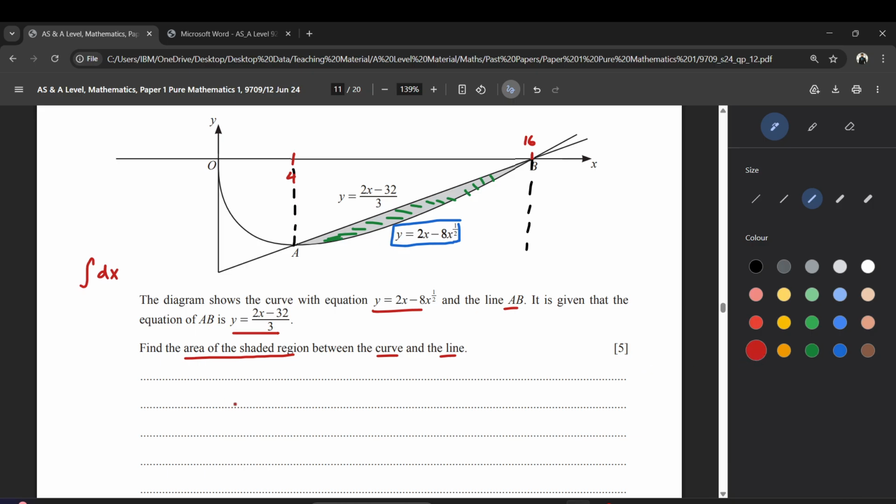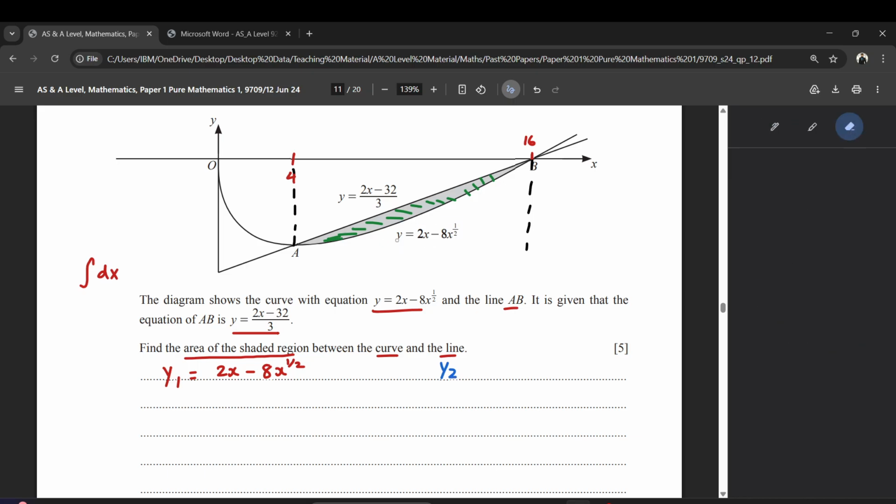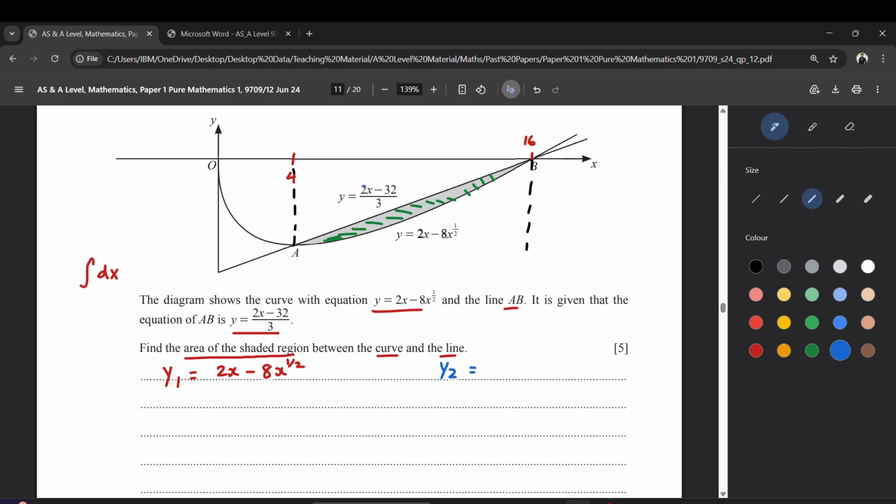So let us see. First of all, I'm going to write down y1 is equal to 2x minus 8x to the power of half. That's my first equation. And on the right hand side, I'm going to write down my second equation, y2 equals, now this is y equals mx plus c. So if I split this 3, I can write this equation as 2 over 3x minus 32 over 3. This is a bit easier because now we can integrate it term by term.